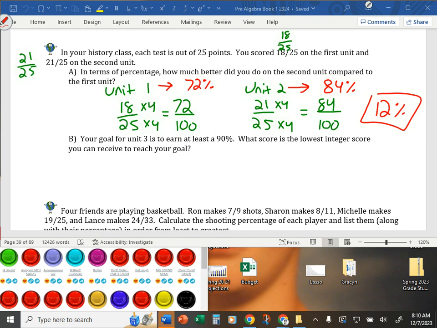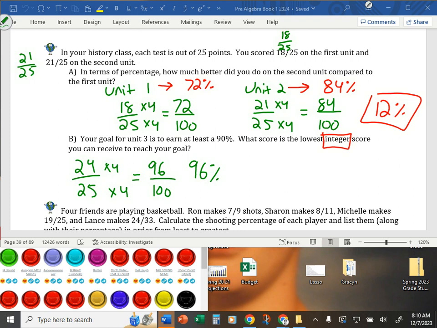Your goal for unit 3 is to earn at least a 90%. What's the lowest integer score you can receive to reach your goal? Remember, an integer is not a fraction, not a decimal. You get at least a 90%. James? 24. And how'd you get that? 24 out of 25. We multiply by 4 to make this into 100. 24 times 4 is 96, which means this is a 96%.